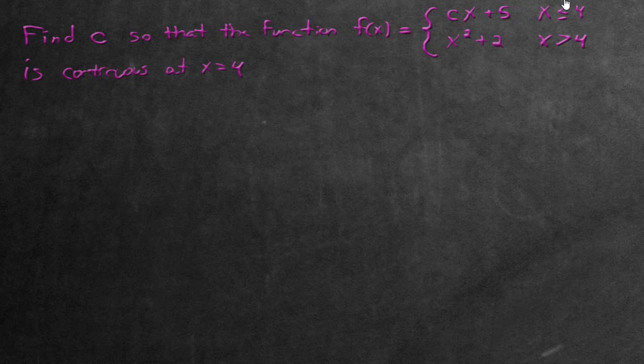Hi there, in this video we're going to be solving the following problem. Find c so that the function, and then we have some piecewise function, is continuous at x equals 4. So to solve this, we're going to be making use of limits, or at least the logic of limits.